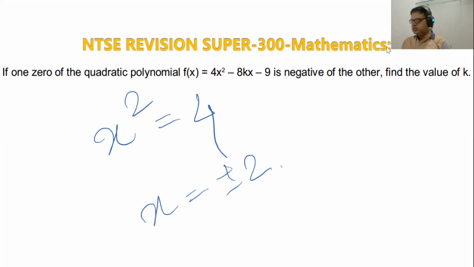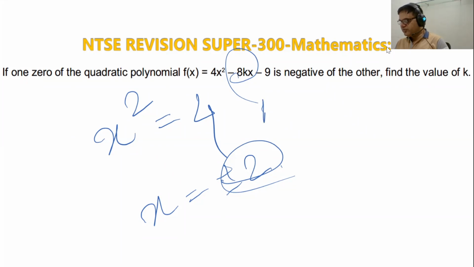ध्यान से देखो दोस्त, यहाँ पे one zero is negative of the other. That means the term containing x is 0. So the value of k is equal to 0. This was just to explain you what the question exactly wanted to ask.